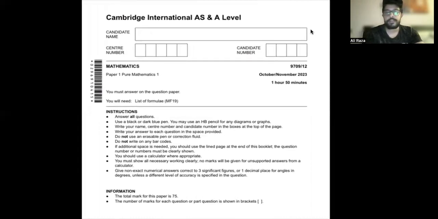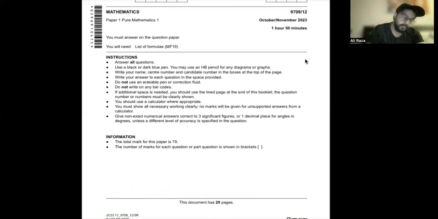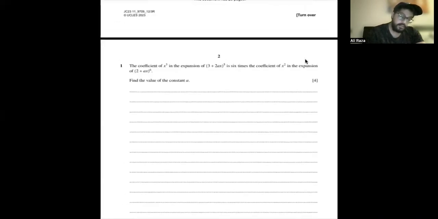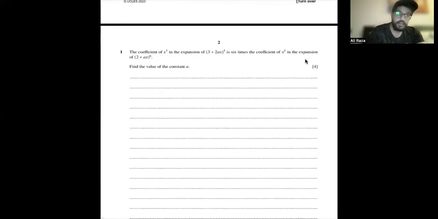In this video, I'll be solving AS Math paper 1-2 from November 2023. In the first question, we have the expansion (3 + 2ax)^5, and the coefficient of x cubed is 6 times the coefficient of x squared in the expansion (2 + ax)^6.